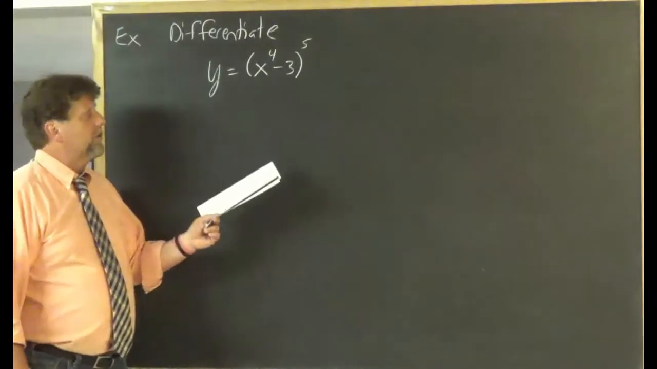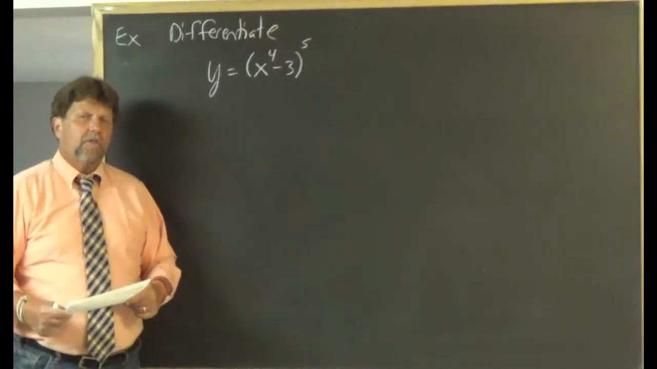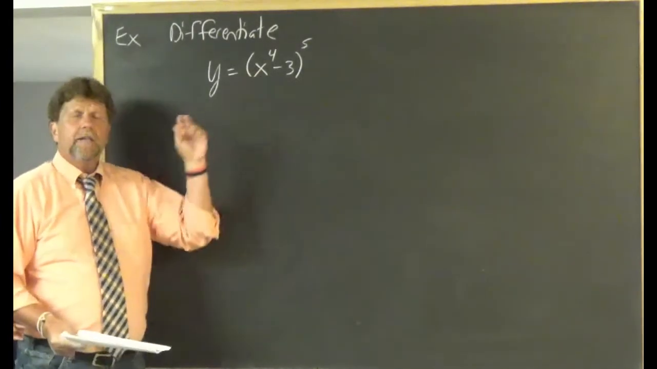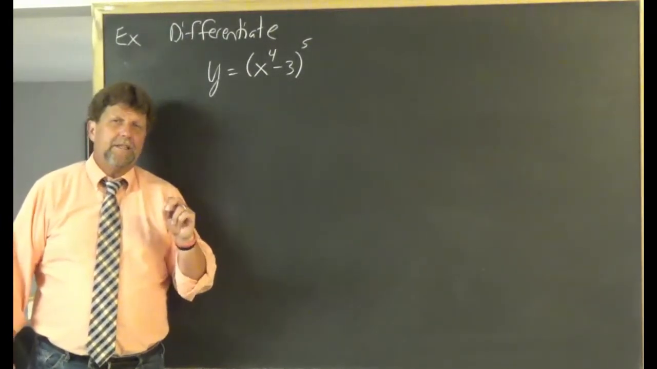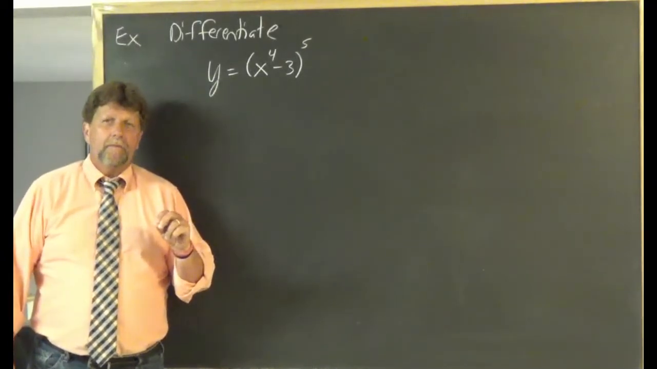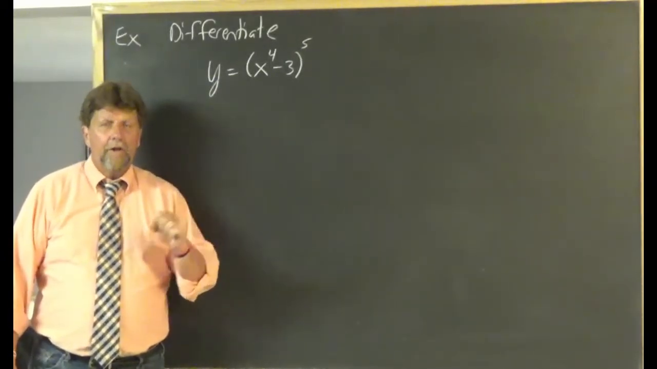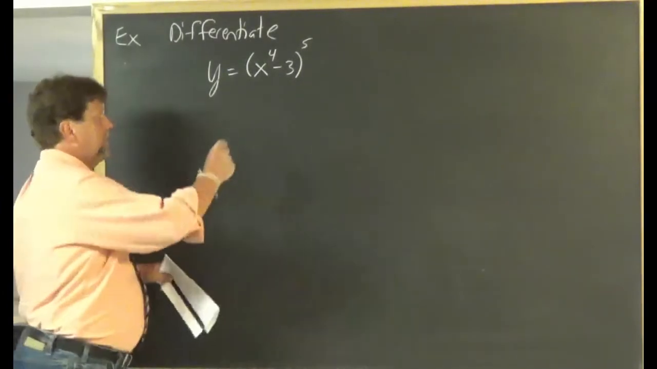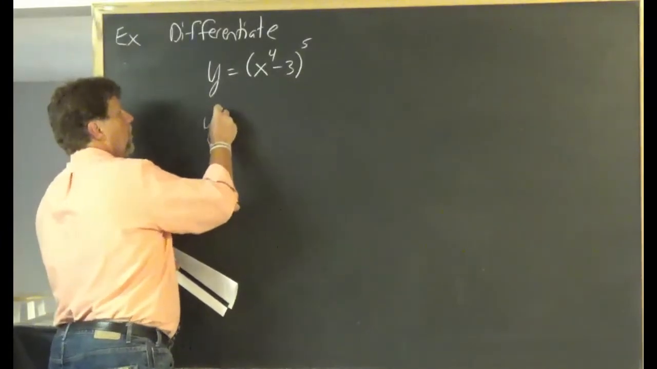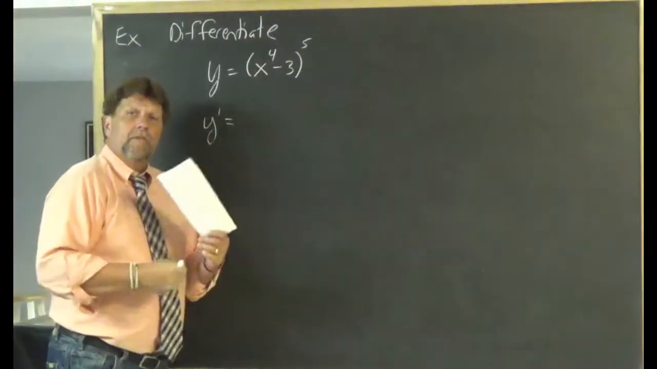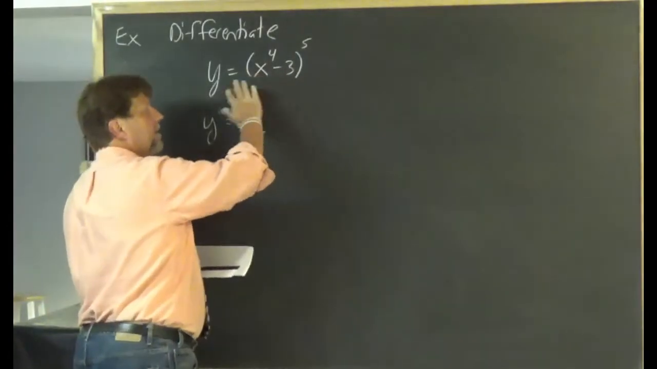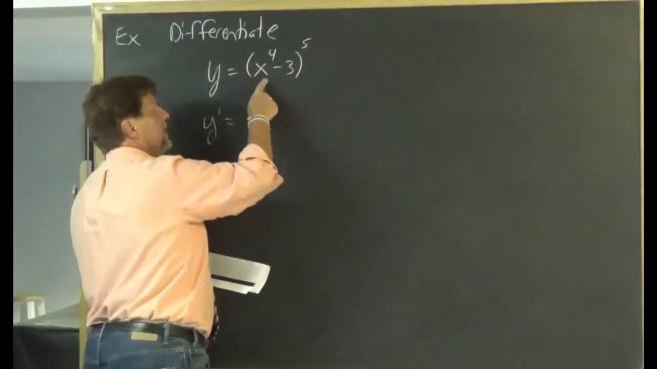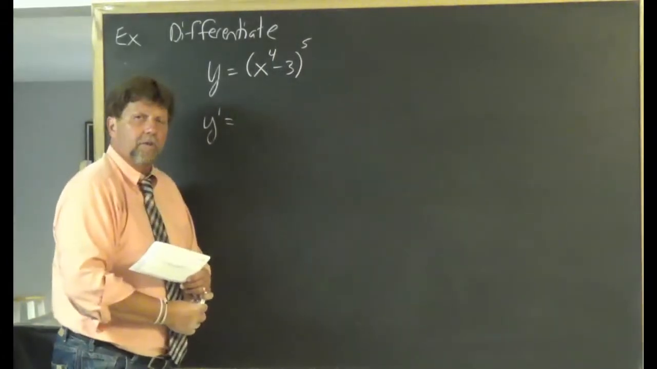Differentiate y equals the quantity x to the fourth minus 3 to the fifth power. First off, without the chain rule, you would have to take x to the fourth minus 3 and multiply it by itself 5 times. That's why the chain rule gives all of our other rules a lot more power. So here's how we get the derivative. I'll denote the derivative here as y prime. The outside function here is the fifth power. The inside function is x to the fourth minus 3.